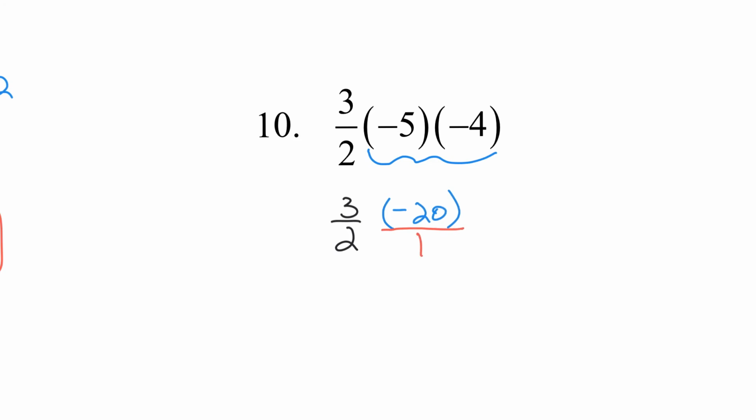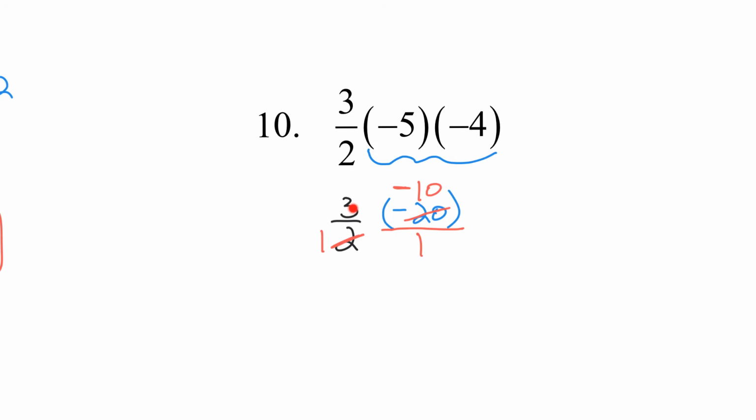Now you cross simplify. I cannot cross simplify 3 and 1 because they don't have a common factor. But 2 and 20, they do have a common factor, and you can divide the 2 and the 20 by 2. So let me cross this one out. Let me keep the negative. Always keep the negative if you have one. 20 divided by 2 is 10. And I'm going to divide this one by 2. 2 divided by 2 is 1.